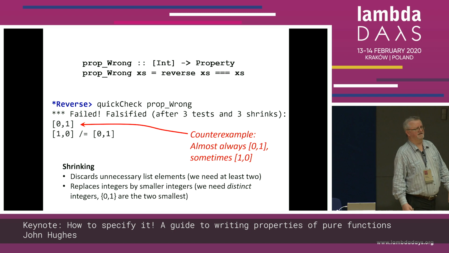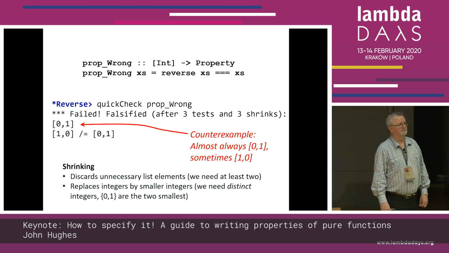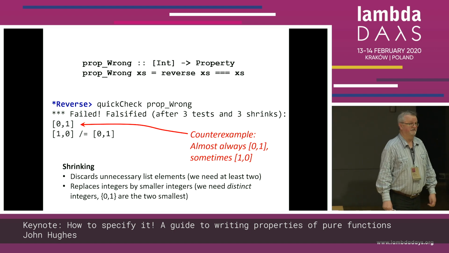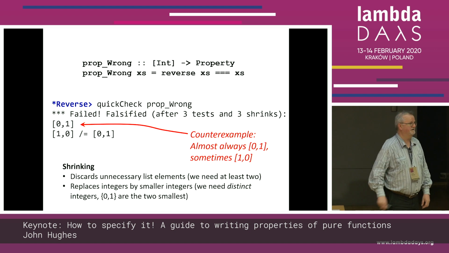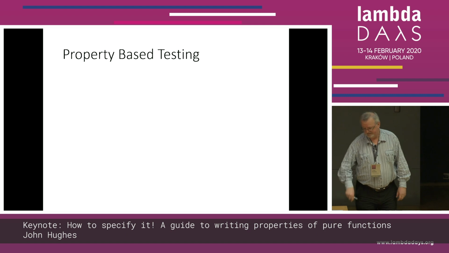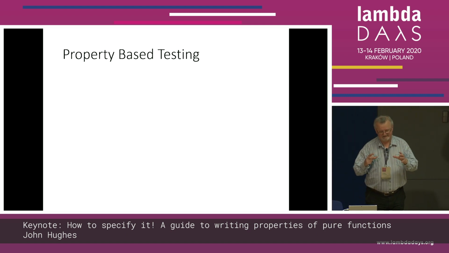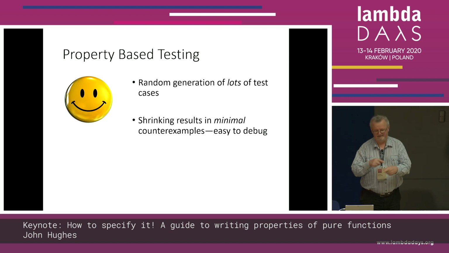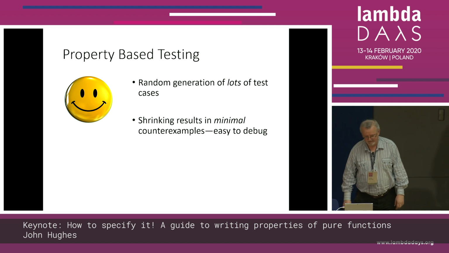Why don't we get 0, 0 as the list? Because when you reverse 0, 0, you do get the same list back again. So that's not a counterexample. So the smallest counterexample is a list with 2 elements, 1 and 0, and they might appear either way around.